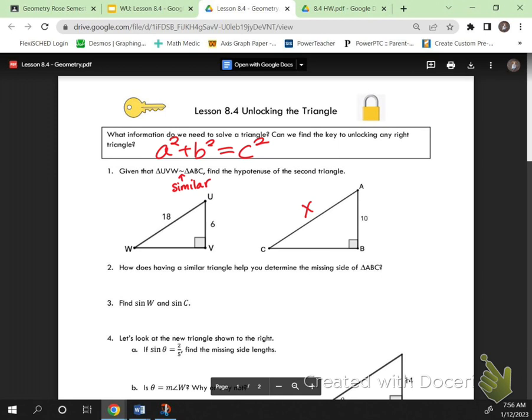Man, what do you remember about similar figures? What are the two criteria for similar figures? Turn and talk to your partner. Be ready for me to call on you. Proportional sides. Proportional sides, not congruent sides, just proportional.